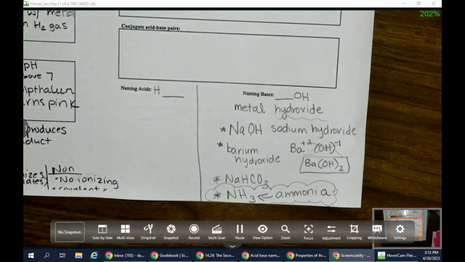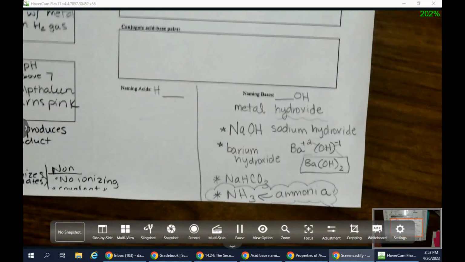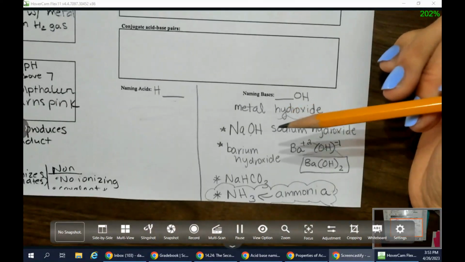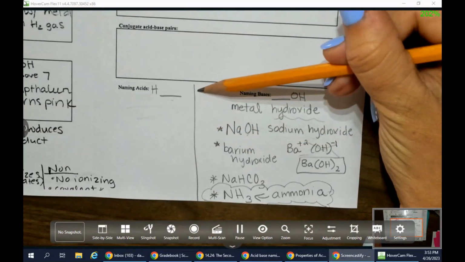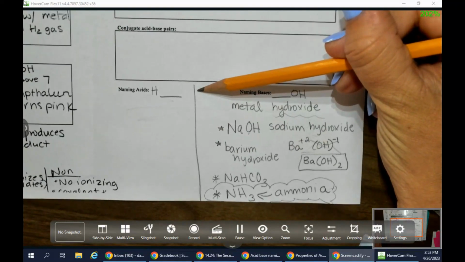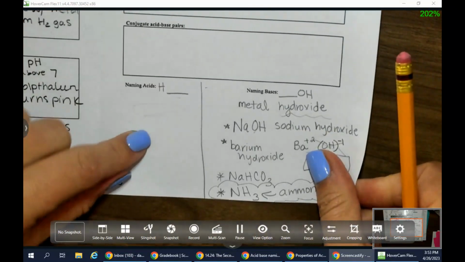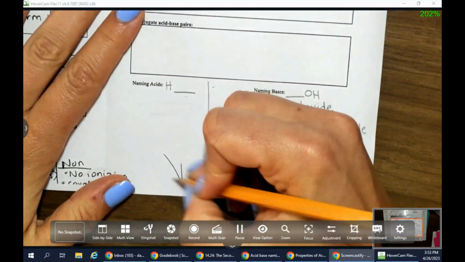So I kind of goofed. I'm going to close my little packet, and I have to write on the front because I ran out of space already. So I'm going to go ahead and write my acid stuff on the front. Okay? Or actually, I'm going to write mine on the back of it. So I'm going to flip my page over.